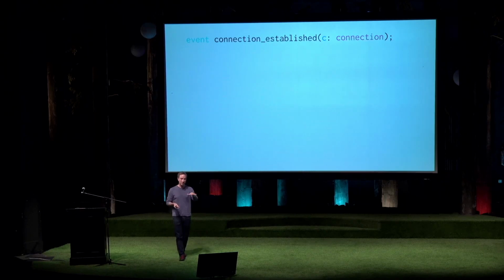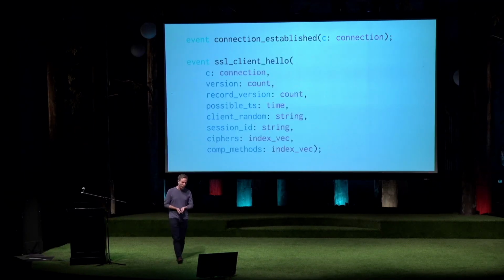But what matters here is that this thing has a name, and it has a list of typed arguments. Here's just one. It's a connection, and a connection is sort of a record. It's sort of an object in Zeek that basically collects information about the endpoints and so forth. So this is a really simple one, but a very common one.